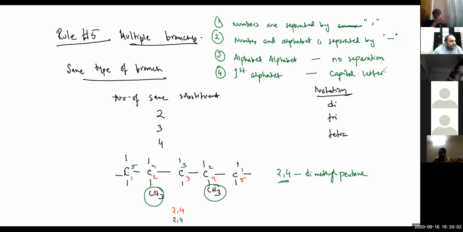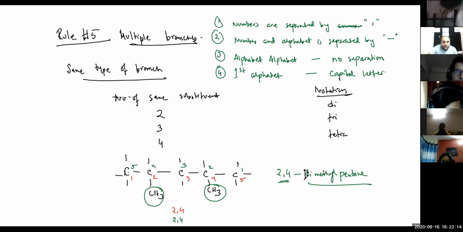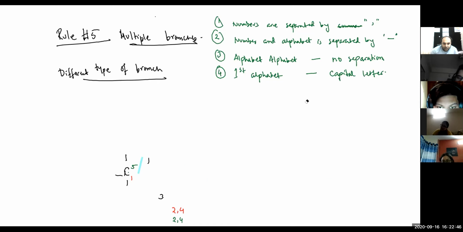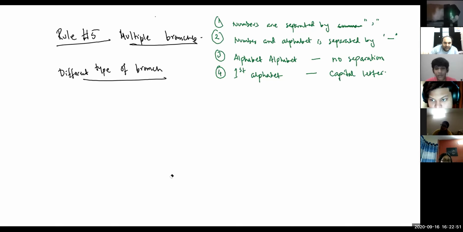So তোমরা আমাকে বলো যে আমি কি এটা ঠিক লিখছি? No, sir. No. It will be a capital D. এখন if it is about different types of branches, তাহলে তখন কি হবে? স্যার তাহলে কি 2 মিথাইল 4 ইথাইল প্রোপেন এরকম কিছু?